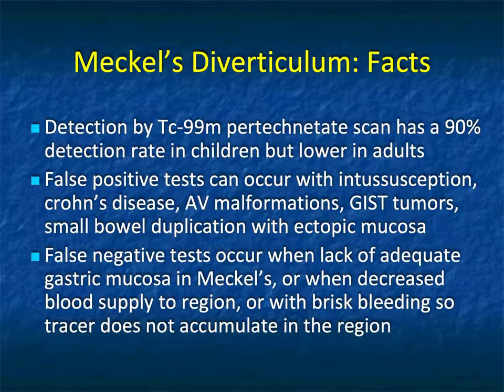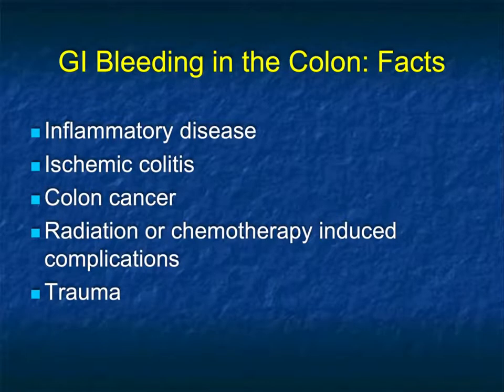Okay, so you need to be careful. If you're thinking Meckel's, just because the nuke scan is negative doesn't mean anything. False positive scans can occur with intussusception, Crohn's, AV malformations, even just tumors, and false negative when there's lack of adequate gastric mucosa in the Meckel's. Okay, very, very important. Okay, we've covered lots of small bowel bleeding.